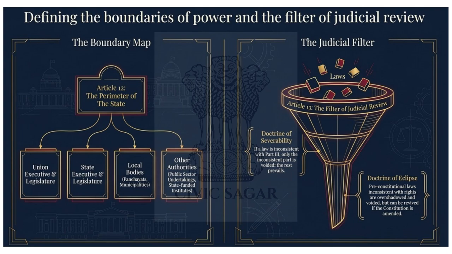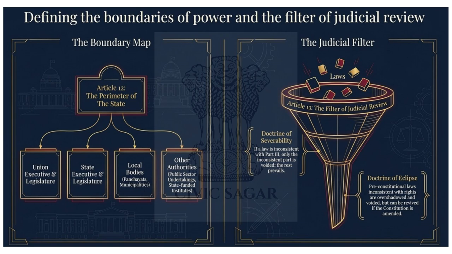But what happens when a law tries to break through this boundary? Enter Article 13, the ultimate filter of judicial review. It states that any law inconsistent with fundamental rights will be declared void. To manage this, the courts use two vital doctrines. First is the doctrine of severability. If a new law clashes with your rights, the court doesn't kill the whole act. It surgically removes just the offending part, while the rest survives.